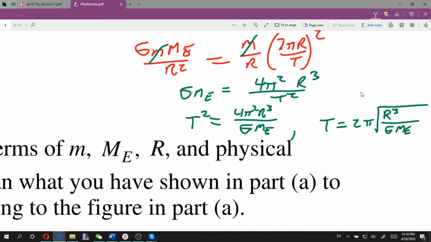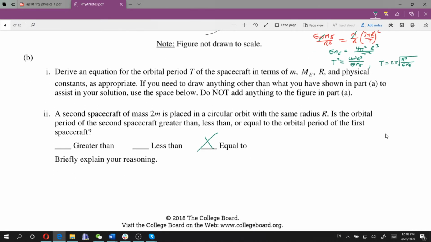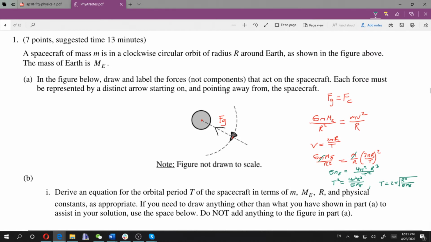Taking a look at this, if we were to take a spacecraft of mass 2 times the spacecraft that we have, but put it at the same orbital radius, would the period change? No. So what should this answer be? Equal to. And for reasoning, we could say something like the period does not depend on the mass of the spacecraft. Do we need to explain anything else? Nope, that's it.